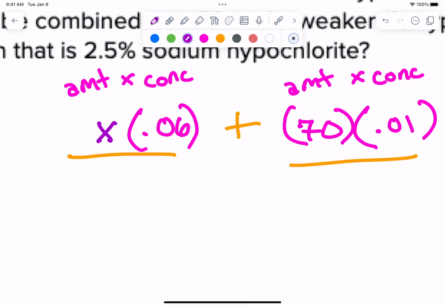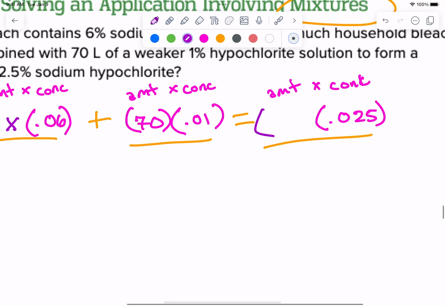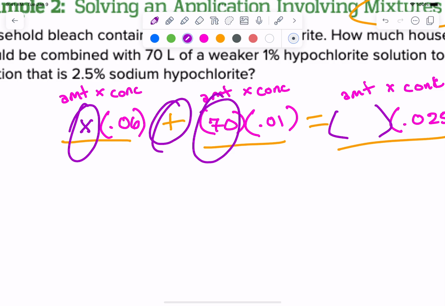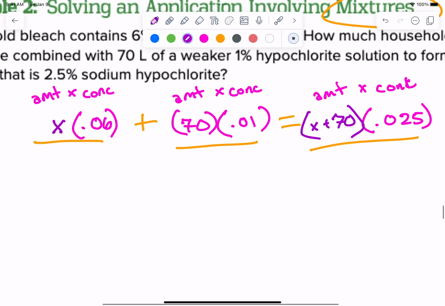We're taking 70 liters of the 1%, and then our total amount. These are our amounts, X and 70. So what would the total amount be? Not 70X. We're adding X plus 70 or 70 plus X, right? Either way you do it. Do you see how this works? Amount, concentration, amount, concentration, amount, concentration. It's a little bit of a struggle setting these up.